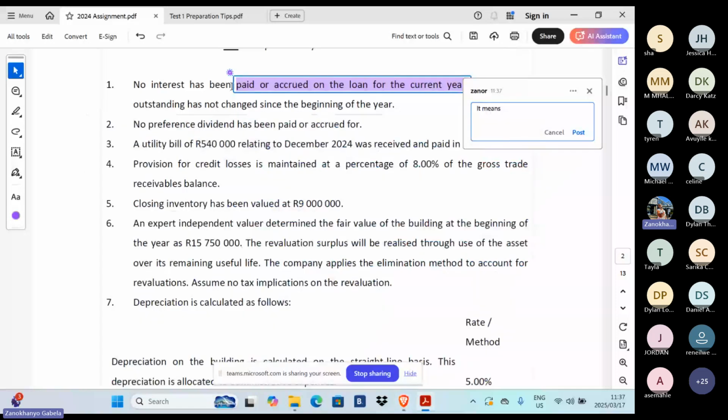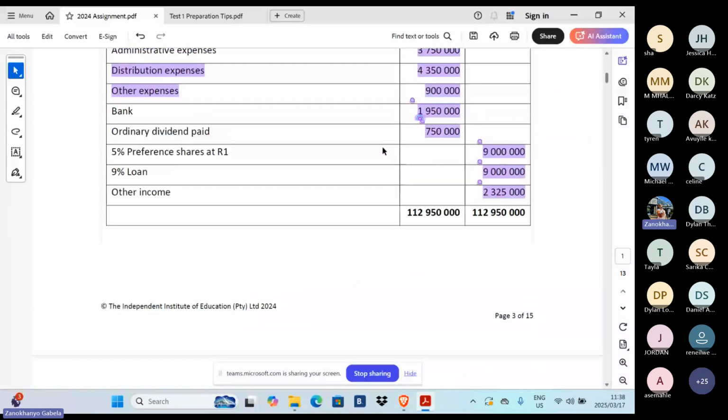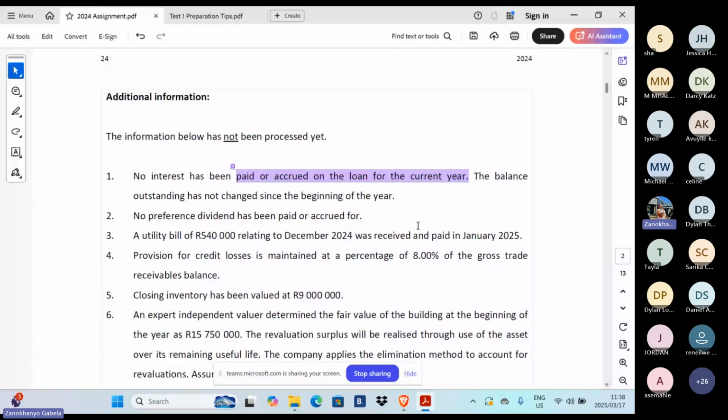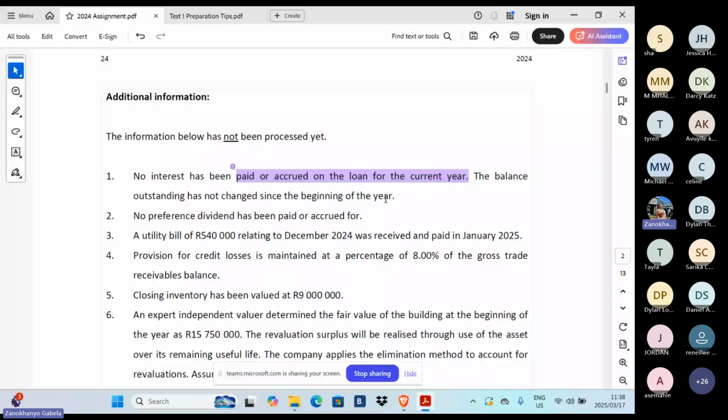All right. So it says here, no interest has been paid or accrued on the loan for the current year. It means we must raise it and record a liability, meaning that we're going to debit finance costs and credit accrued interest, which is a liability in the statement of financial position. And how are we going to do that? Let's go up again. We're going to see this loan here, 9 million. So we're going to say 9 million multiplied by 9%. And then we're going to use that amount, meaning we're going to debit finance cost by that amount and credit accrued interest by that amount, meaning that it's going to go to our liabilities and also our expenses. So our income statement is going to be affected together with our statement of financial position.